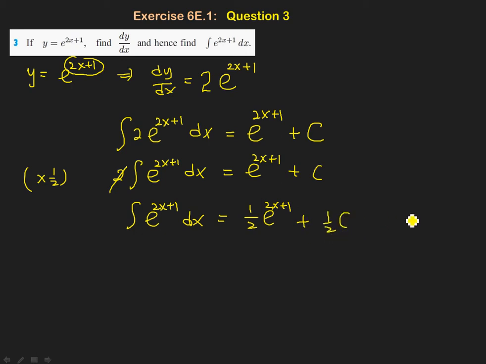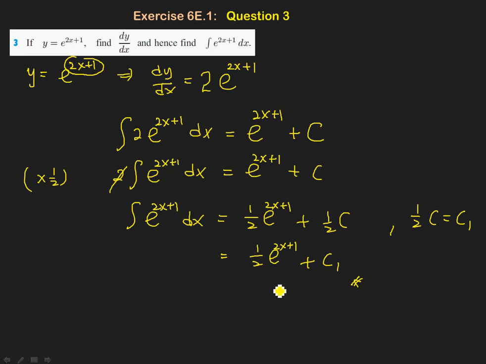Well, half c is just another constant. I'm just going to replace it with something called c1, just to make it look nice. It wouldn't really affect the result because it's just a number. So there you have it. This is the outcome if you integrate this function.